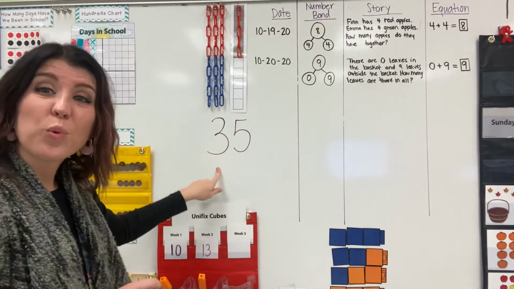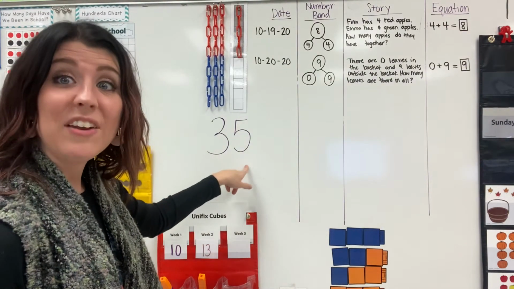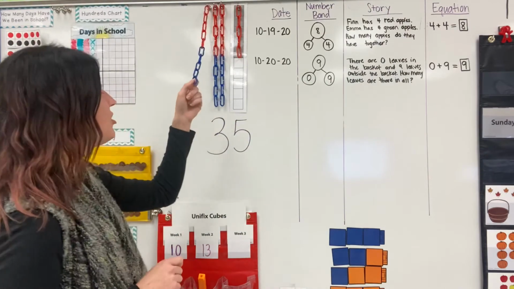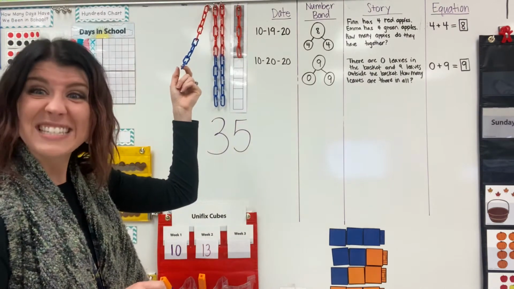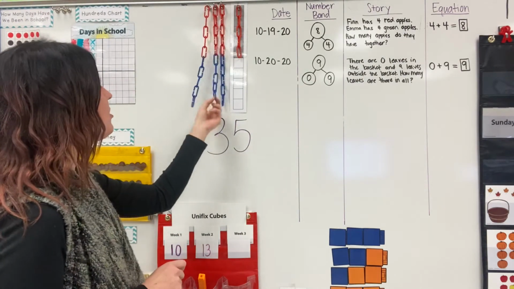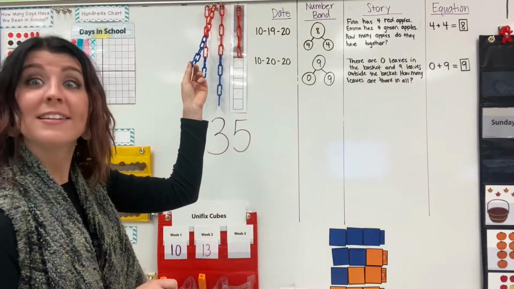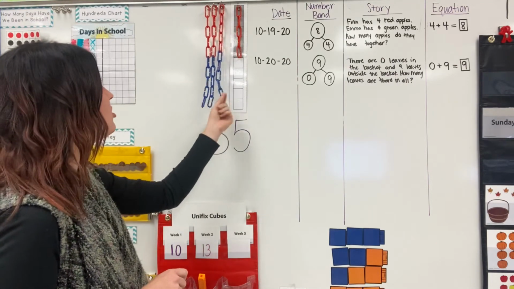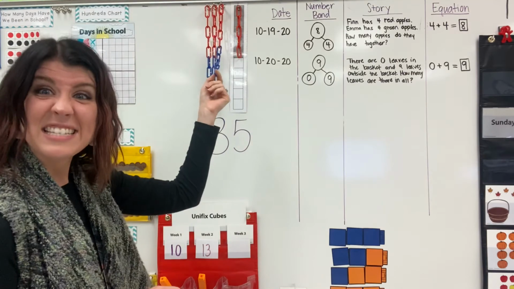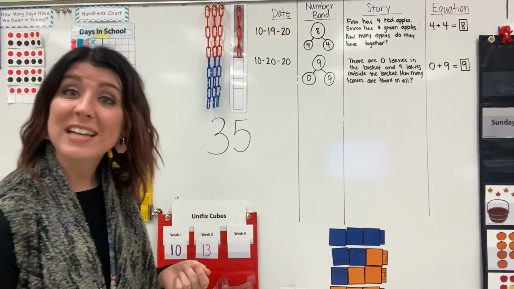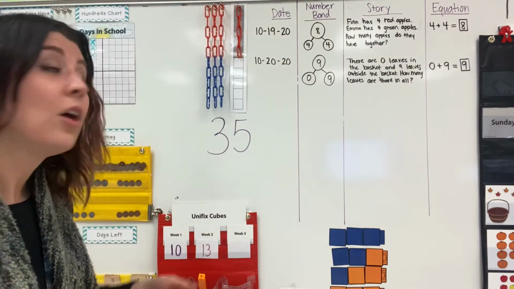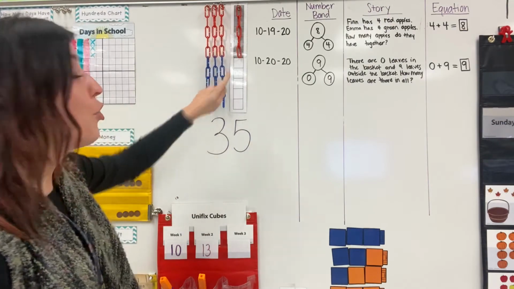35 has 3 groups of 10 and 5 extra. So how much is in this whole chain? 10. How much is in this whole chain? 10. And how much is in this whole chain? 10. So how many groups of 10 do you see? We have 1, 2, 3 groups of 10.